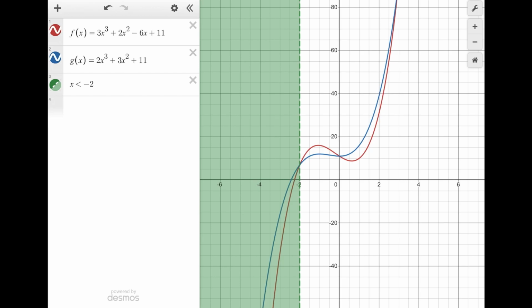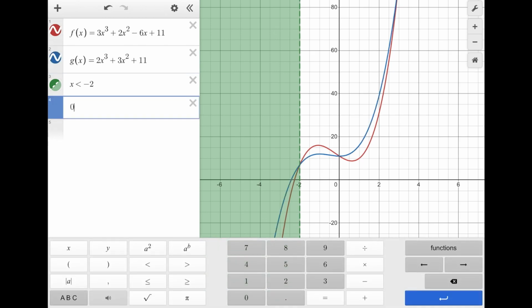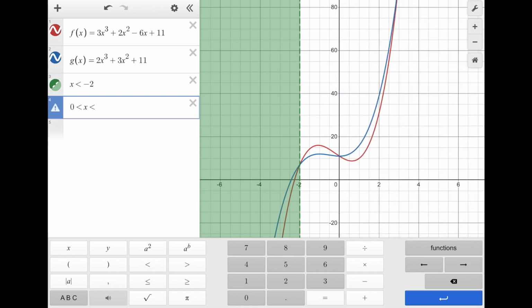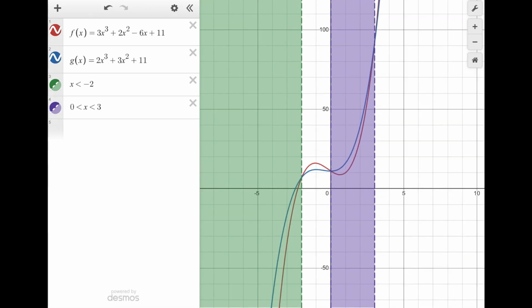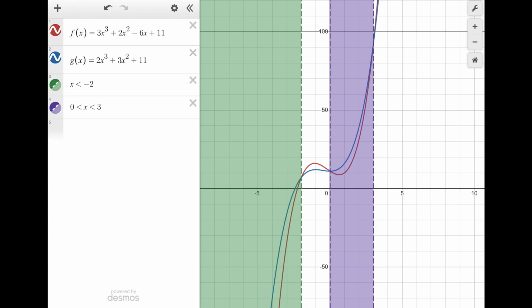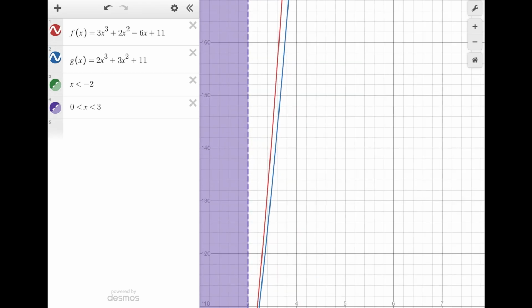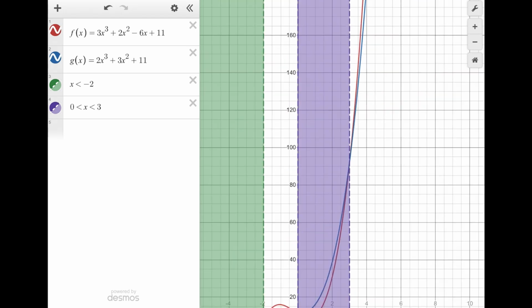everything within this shaded area right here. So everything between negative infinity to negative 2. And then it picks up again. The red function is underneath the blue function again, starting at 0, all the way until 3. So in the green section and in this blue section, the red function, which is f of x, will always be underneath the blue function, which is g of x. After that, if you notice right here, the blue function is now underneath, okay?